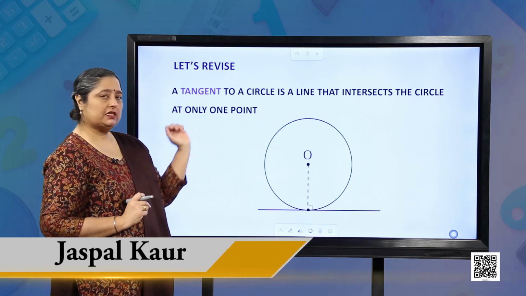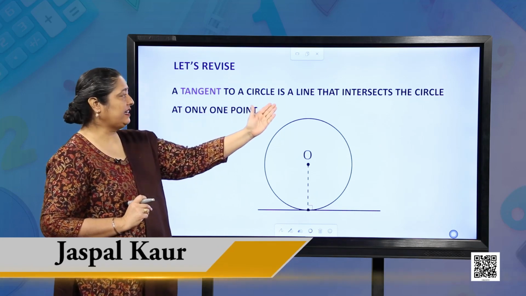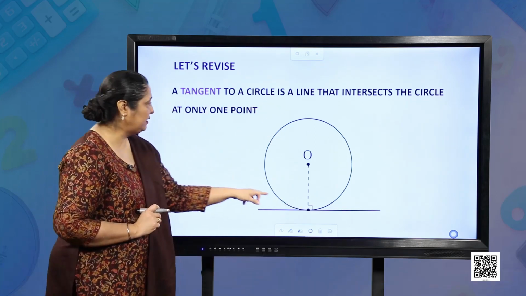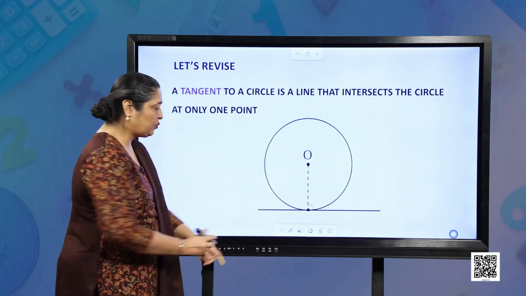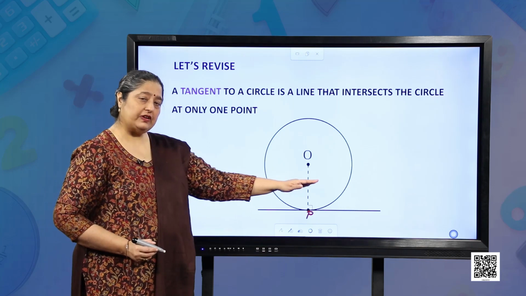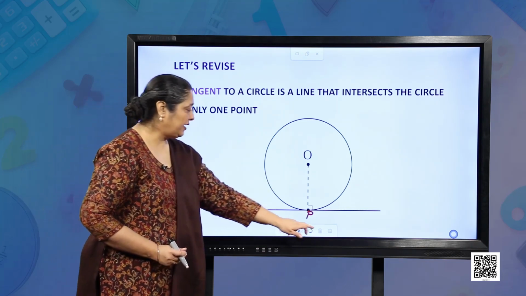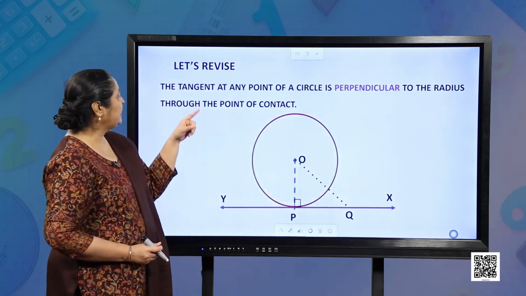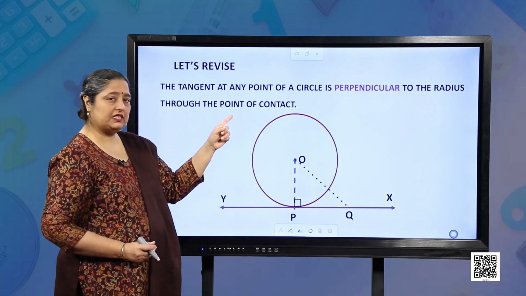First, a tangent. A tangent to a circle is a line that intersects the circle at one point. This one point is P. So, this is the one concept we had done earlier in the session, and now second is the tangent at any point on the circle.